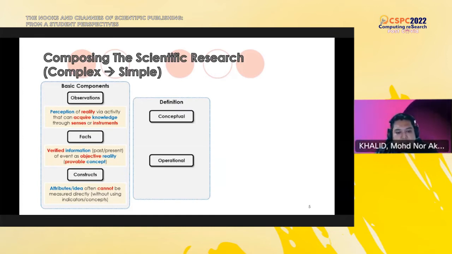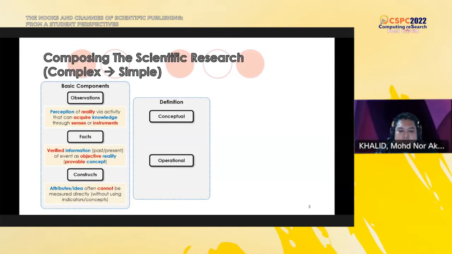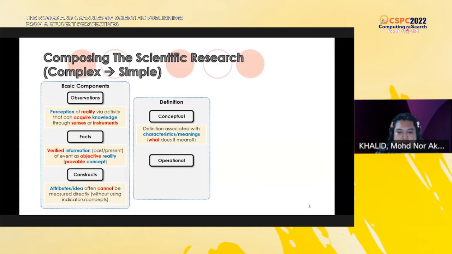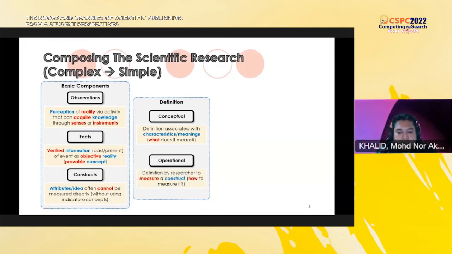And before we can play around with this, you need to have a good definition of what your research should be, in terms of the conceptual and the operational, meaning how you are going to do your research, right? So conceptually, how you can define something by associating the characteristics and the meaning of your research. So what does it mean in your research? And from the operational point of view, it is to define your research based on how you measure this construct.